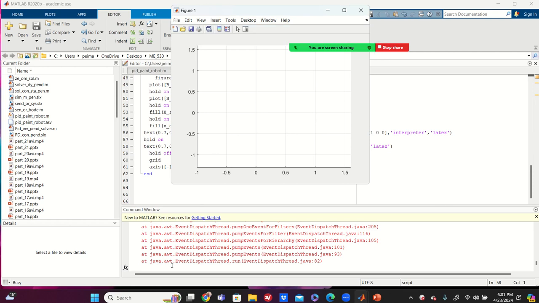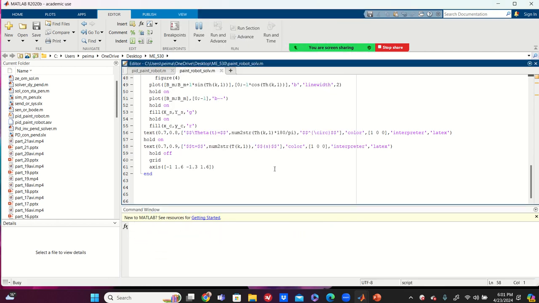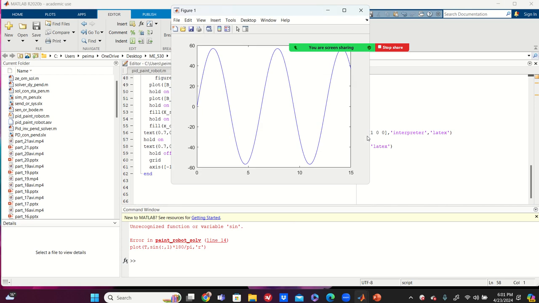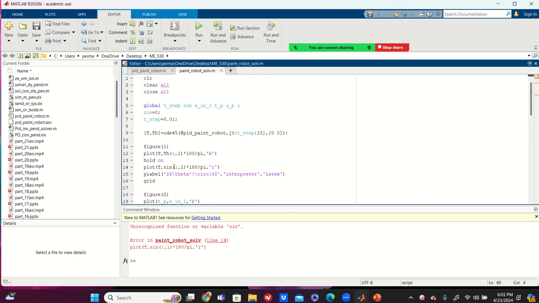What's wrong with this? Okay. What? You don't have variable sine? Oh! Sine of t. I'm sorry, guys.